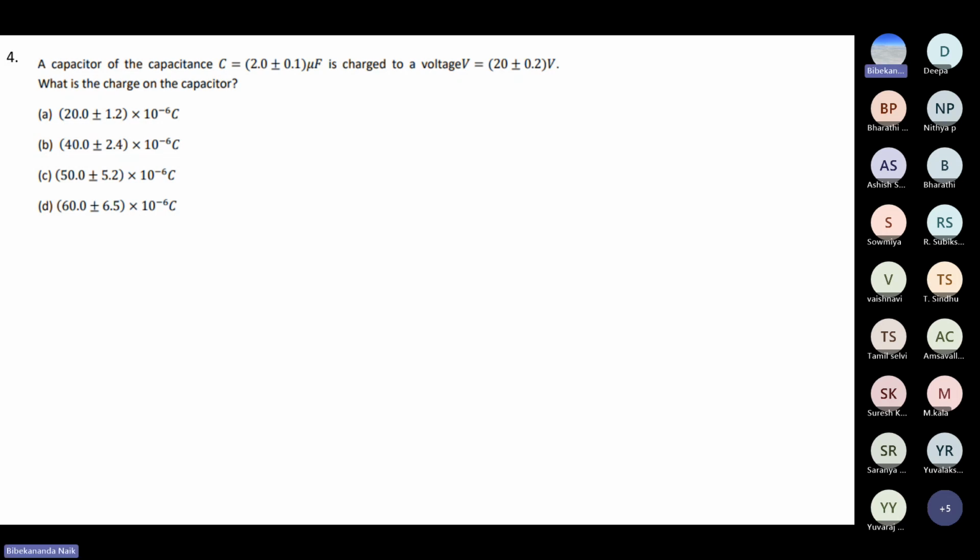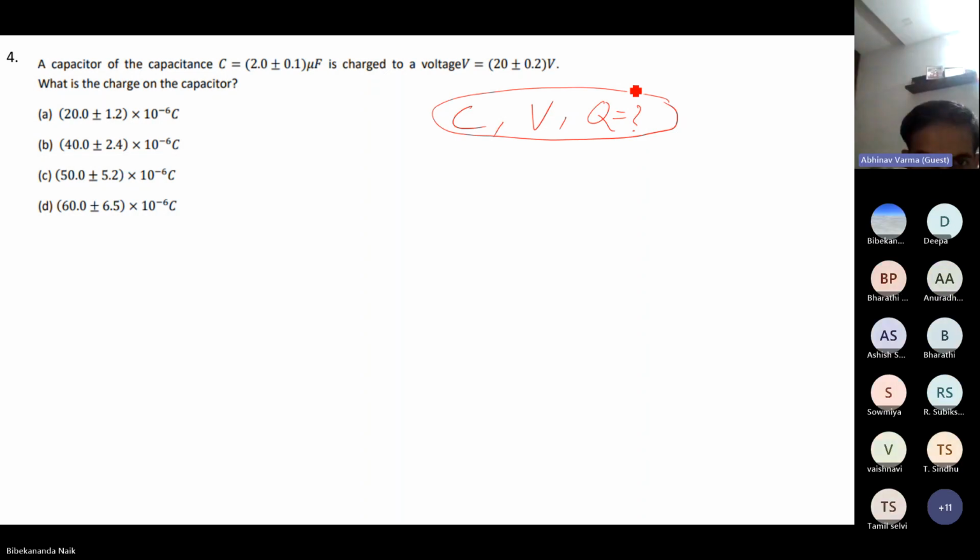Now here, the question says a capacitor of capacitance C equals 2.0 plus minus 0.1 microfarad is charged to a voltage of V equal to 20 plus minus 0.2 volt. What is the charge on the capacitor? So here we have C, we have V, and we need to find out Q. So can anyone tell me what is the relation between these three quantities?